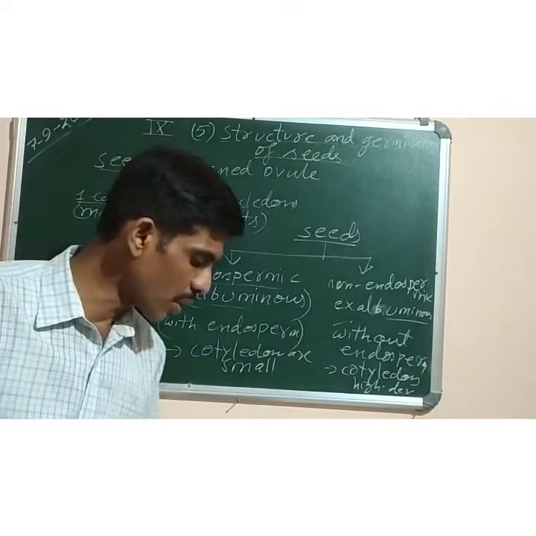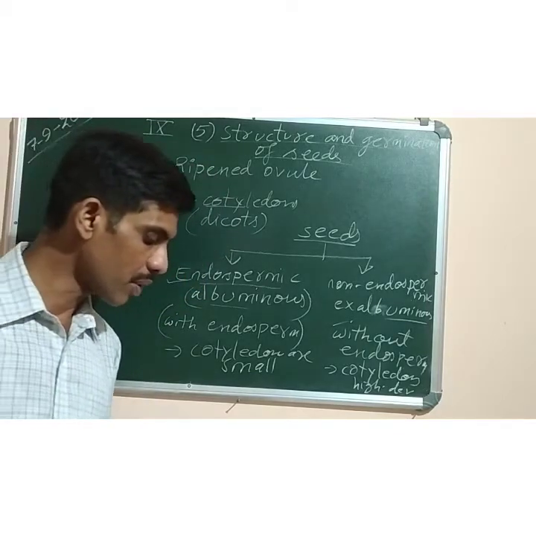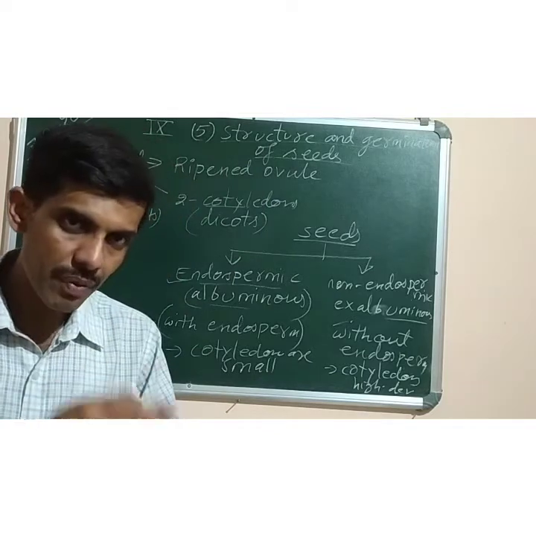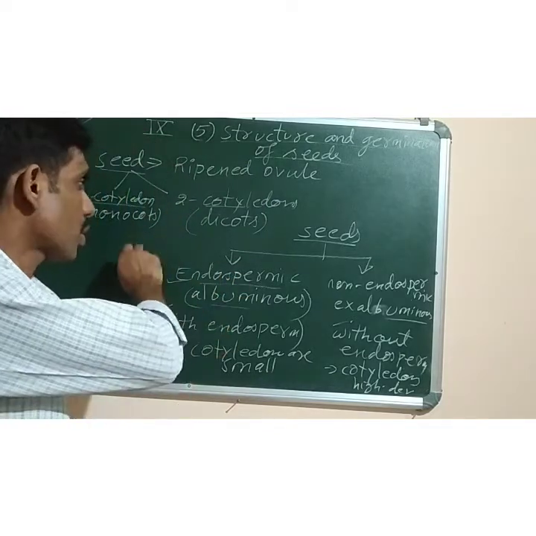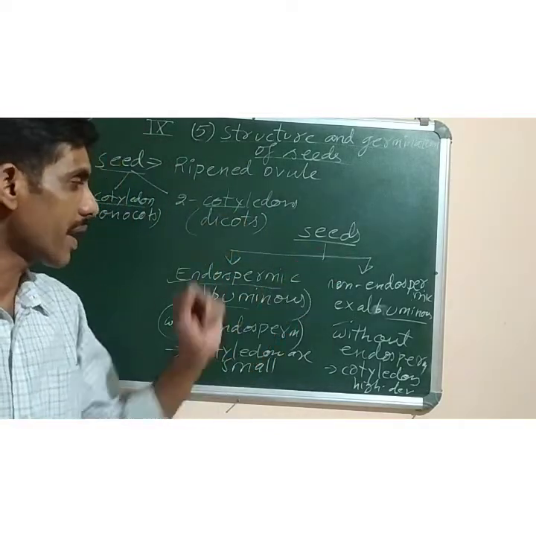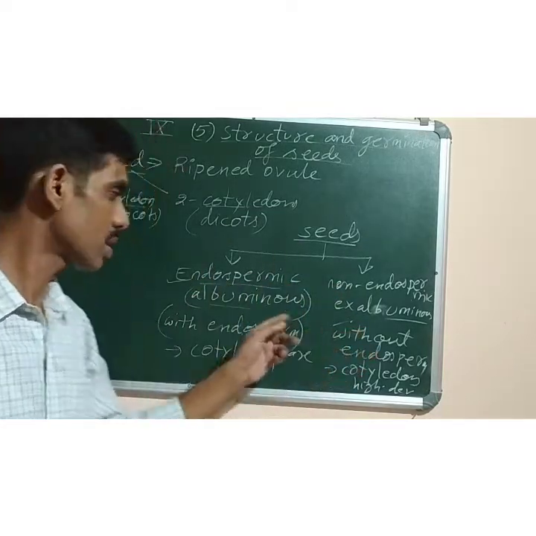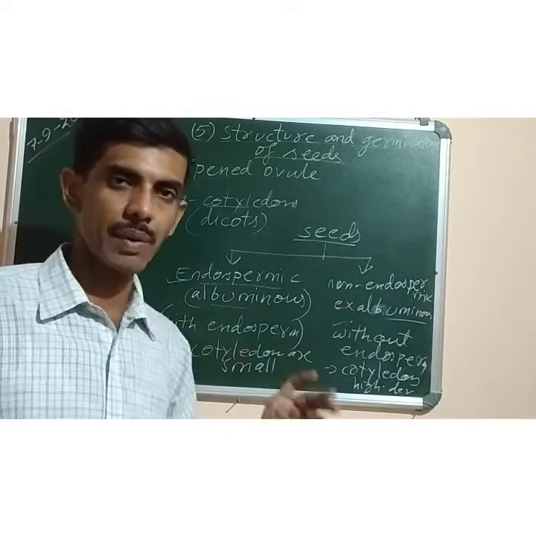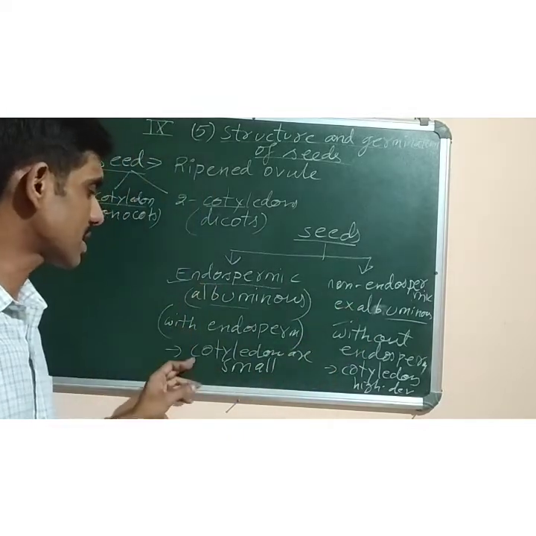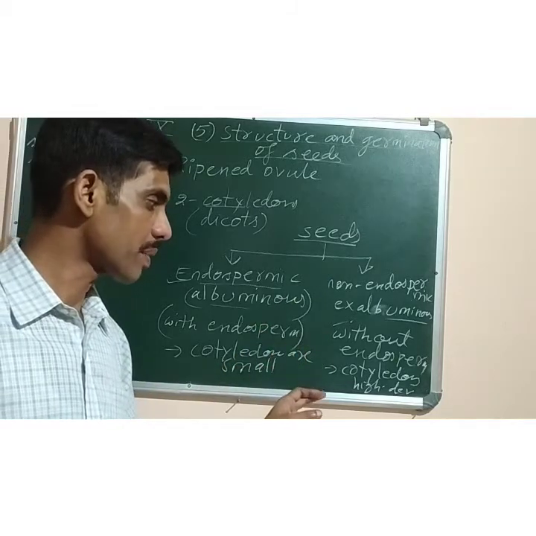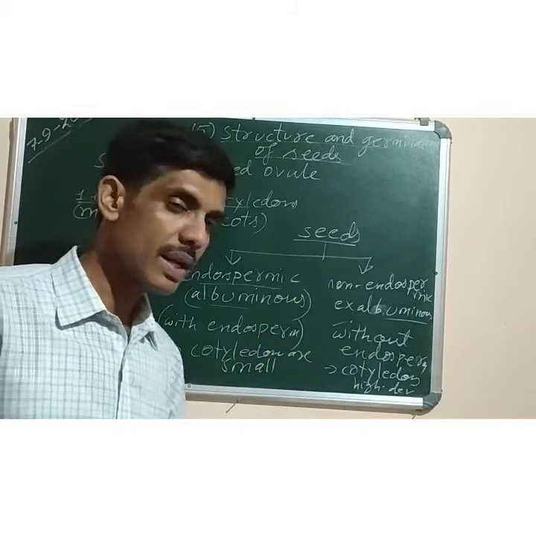So you can see in your book also, page number 44, two different types of seeds. On the basis of cotyledons, the two types of seeds are monocot and dicot. On the basis of endosperm, the two types are endospermic and non-endospermic, also known as albuminous or ex-albuminous. The endospermic seeds contain small cotyledons, whereas in non-endospermic seeds the cotyledons are highly developed and bigger in size.